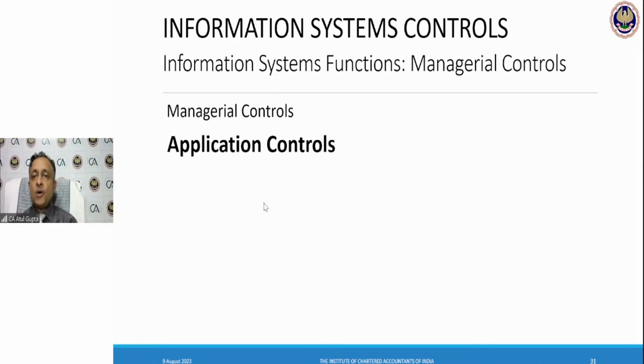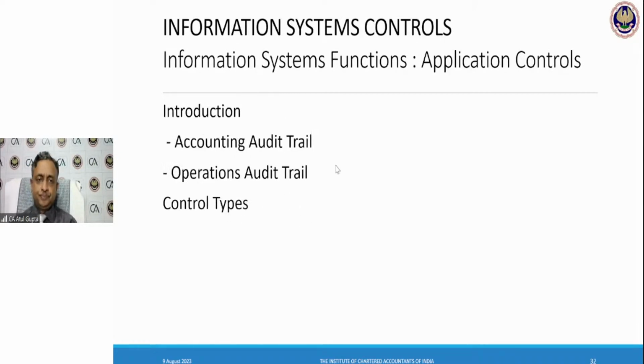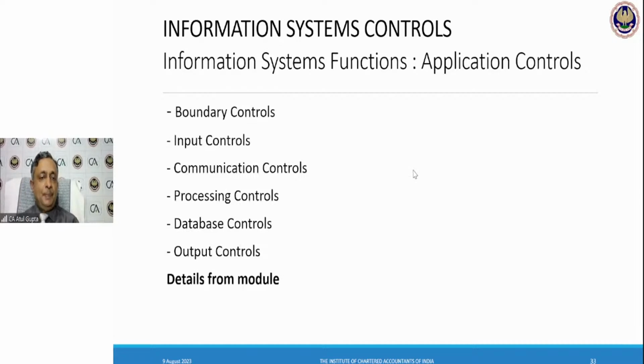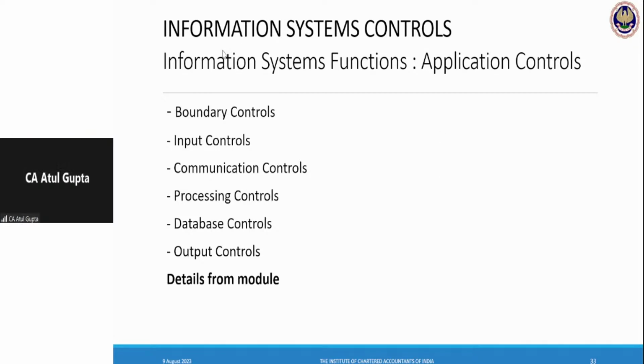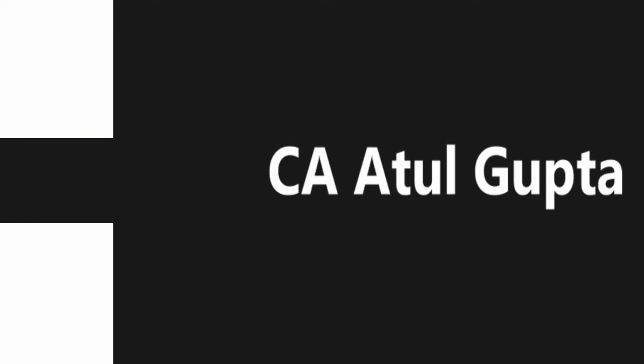Okay. So second aspect from controls, application controls. Now within application control, there are two basic ways the module has presented it. First is accounting audit trail, operations audit trail, and control type. So let us take it one by one. Application controls include boundary, input, communication, processing control, database, and output control. So we'll do a fast run through from the module. Any questions you have to ask?